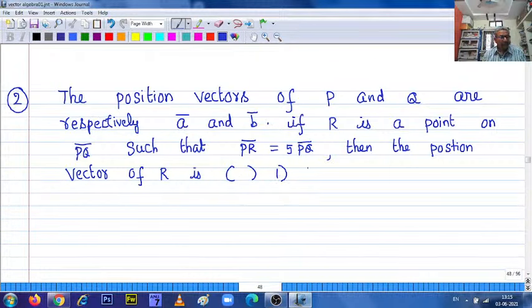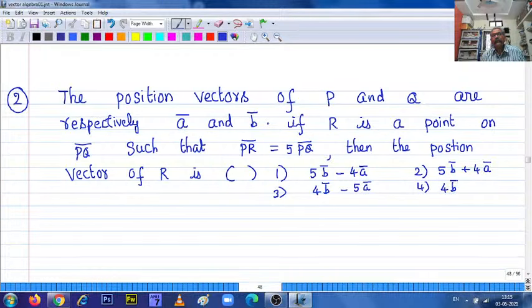First option 5B bar minus 4A bar, second 5B bar plus 4A bar, third 4B bar minus 5A bar, fourth one 4B bar plus 5A bar. Right. So let us do it now.